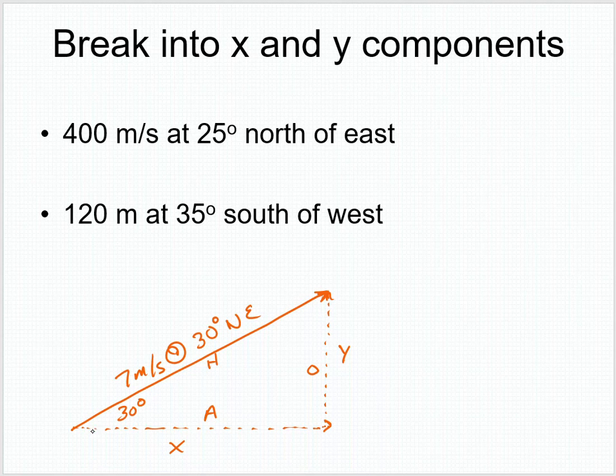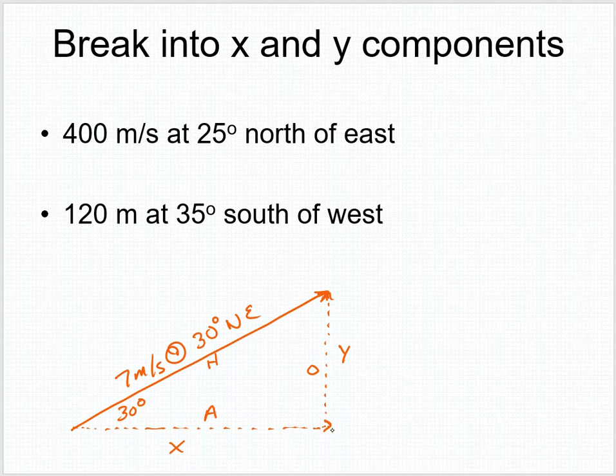I've gone ahead here now and drawn in the x component, so how much of this is going to the right. I've drawn in the y component, telling us how much of this 7 meters per second at 30 degrees northeast is going in the up direction. So again, we're trying to break this up into its x and y components. How fast is it going forward? How fast is it going just up?